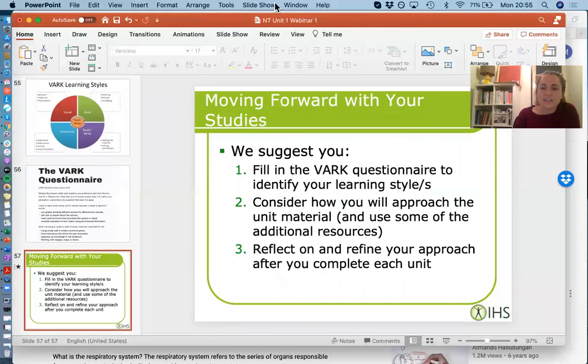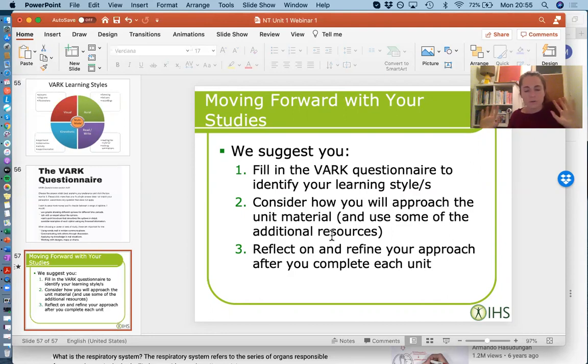You can see here, this is what we suggest: fill in the VARC questionnaire. I'll post the link on the forum later, to identify your learning style or styles. Consider how you will approach the unit material and potentially use some of the additional resources. And then reflect on and refine your approach after you complete each unit. So this is a real trial and error thing.